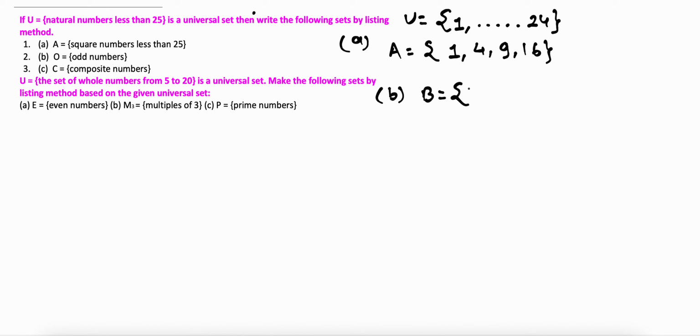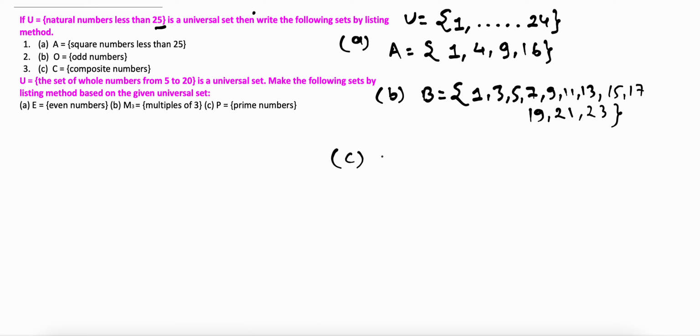Odd numbers are 1, 3, 5, 7, 9, 11, 13, 15, 17, 19, 21, 23. Less than, because we have less than 25 as the universal set, so this is the answer.